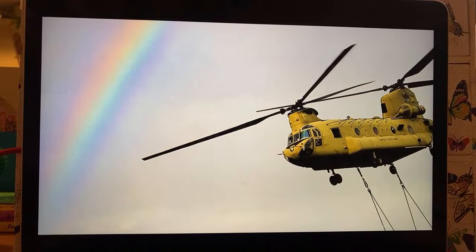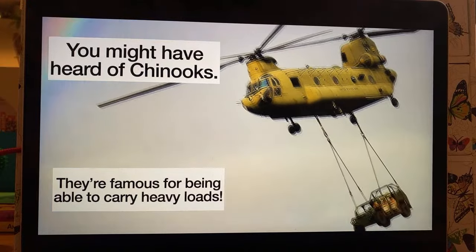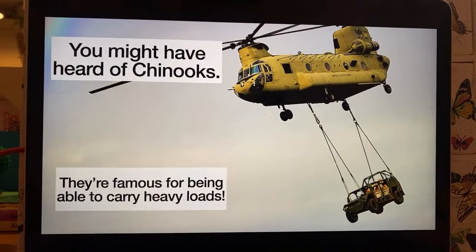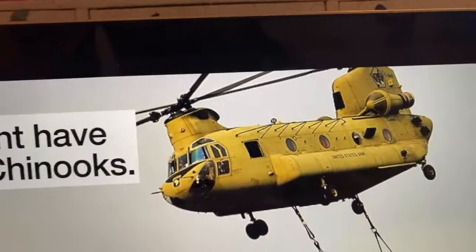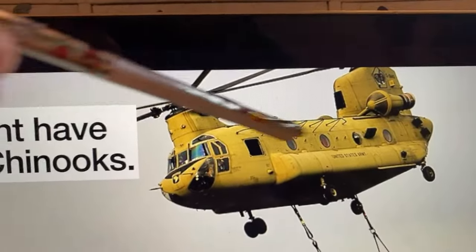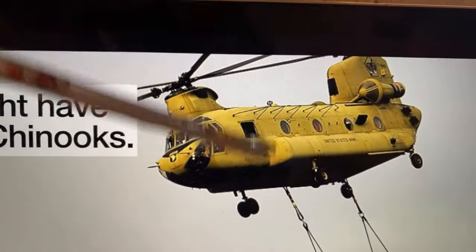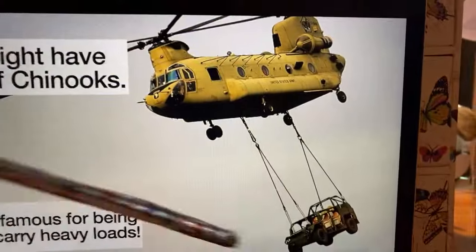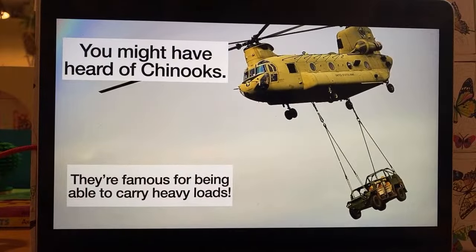Chinook helicopters, you might have heard of them because they're very good at carrying heavy things. You ready for the big reveal? It's carrying a Land Rover like it was nothing, like it was a packet of sweets. Look at this thing. I mean, I just don't get it. Like, it's so heavy and the blades are so small and it's generating enough lift to get that massive piece of metal and that Land Rover into the sky. I don't know, honestly, I don't know. I think it might be magic.